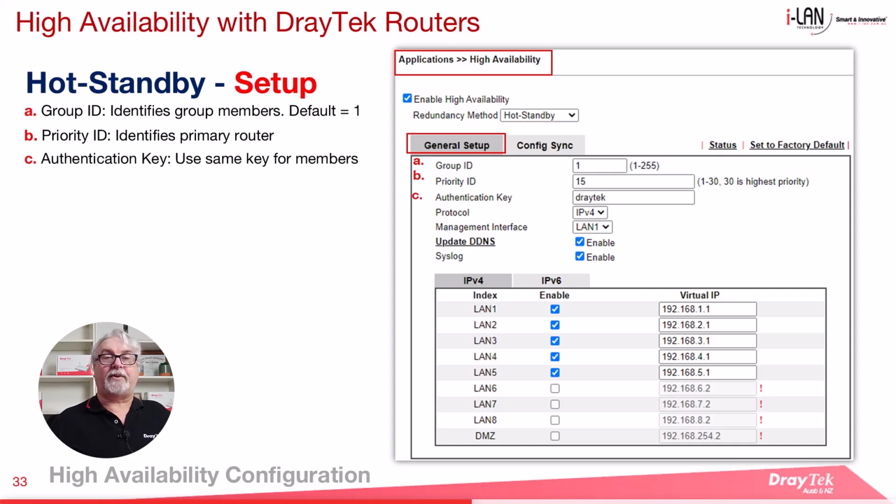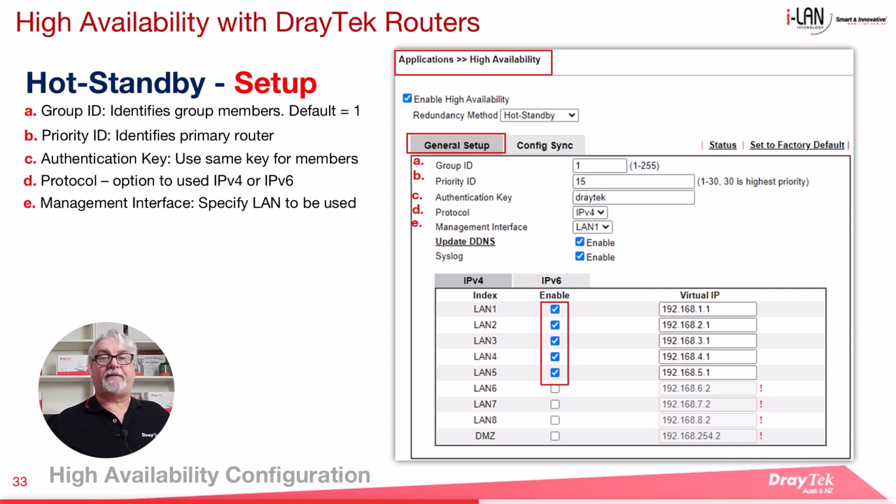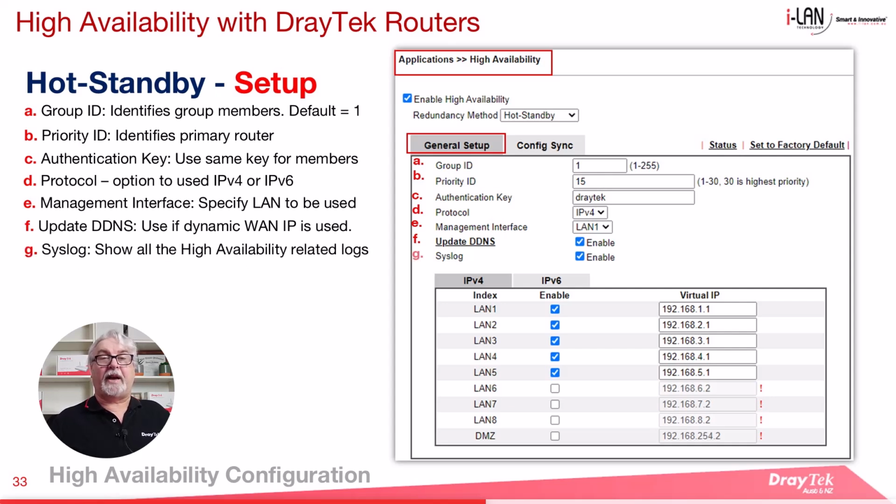Next at C is the authentication key, which is a text string and must be identical for all members in the group. D. Choose the protocol that you want to use, either IPv4 or IPv6. E, select the management interface. F, to ensure a smooth transition to the secondary routers in case the primary router fails and you're using dynamic DNS settings, you can update your DDNS selection here. G, enabling syslog assists with troubleshooting by viewing the high availability logs.